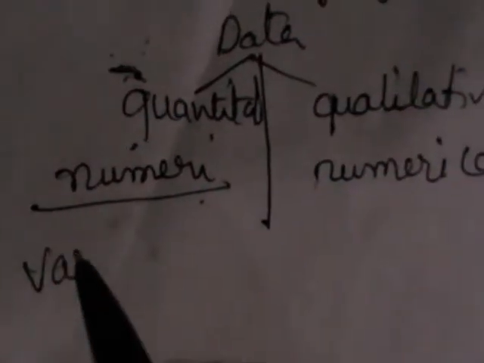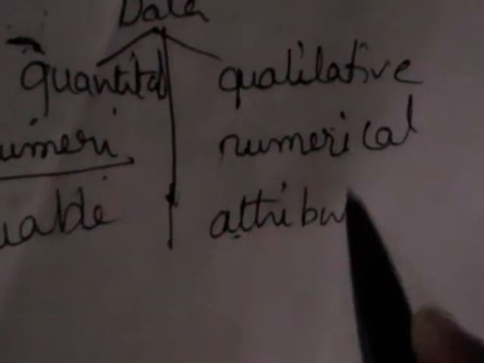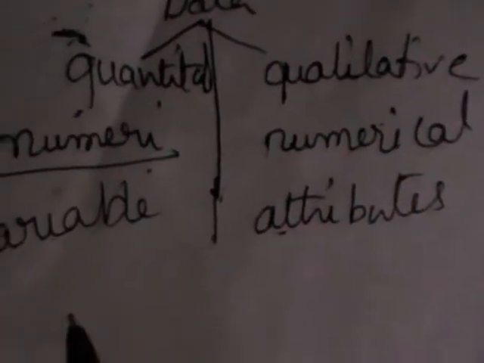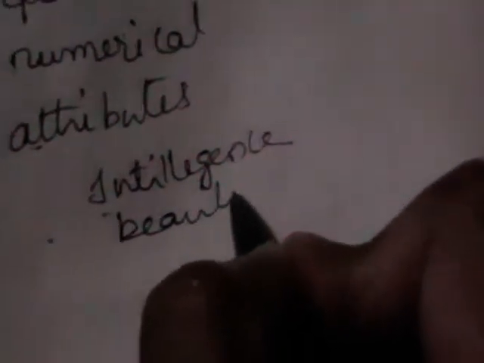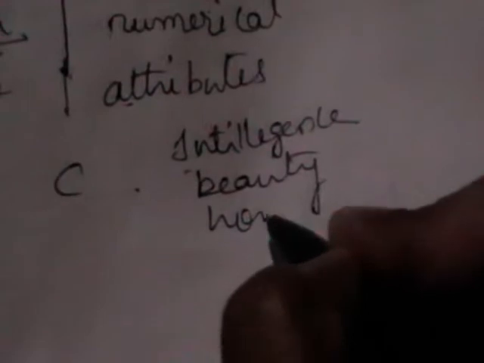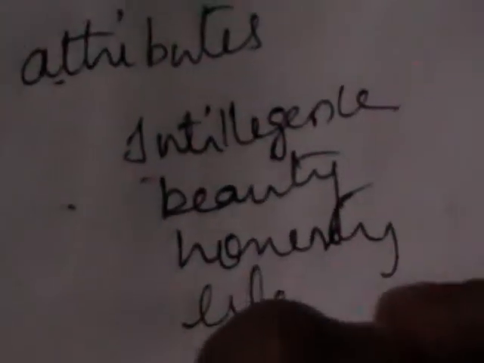Quantitative data are termed as variables, and qualitative data is termed as attributes. Generally attributes are indicated with English capital letters like A, B, C and so on. So let us take an example. Let us consider a population of size 40, and we are concentrating on an attribute. Examples for attributes are intelligence, beauty, honesty, literacy.